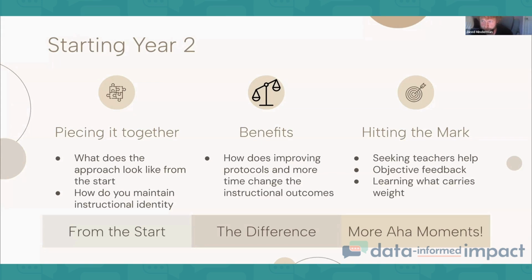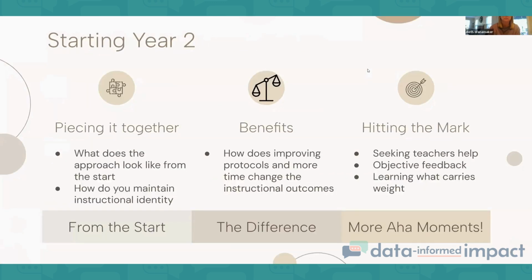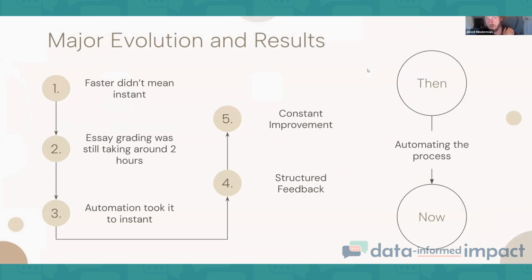And so those were some of the things that we started in year two, right? So the major evolution and results. Faster didn't mean instant. This was something that we saw, it was still taking back time. The students really wanted the feedback as soon as possible. They pressed the submit button and they wanted the results. But unfortunately, at the time, that wasn't really how it was set up.